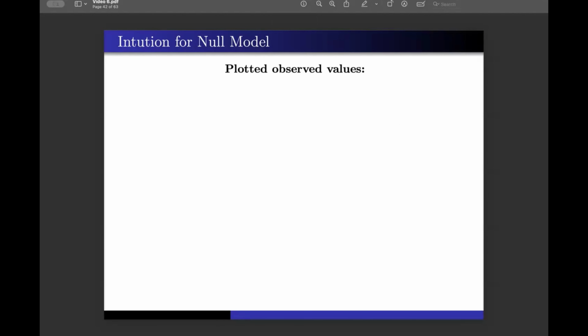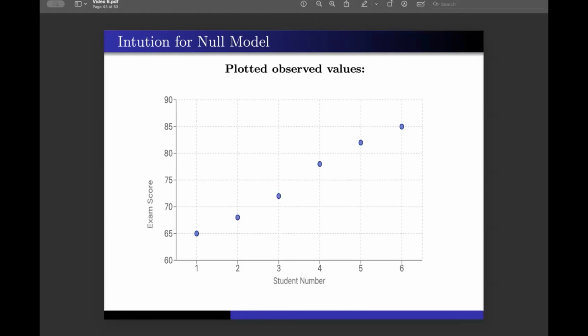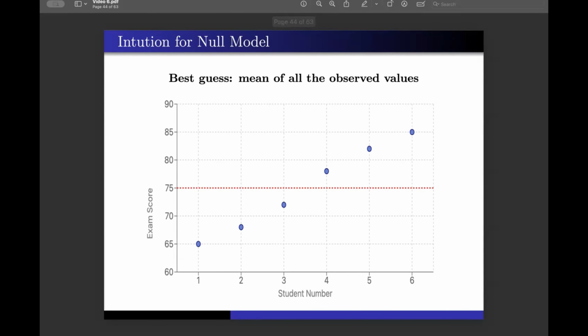If we plot these values, this is what we'll get. The exam score of student 1 is 65. The exam score of the second student is 68, and so on and so forth. So the exam score is the dependent variable. And on the x-axis, we have the student number. And again, the student number does not affect the exam score. It just represents that one of the students has 65 points in the exam, the second student has 68 points in the exam, and so on. And the best guess we have, given only the dependent variable in the data set, is the mean of all the observed values, the average of all the data points, which is 75.